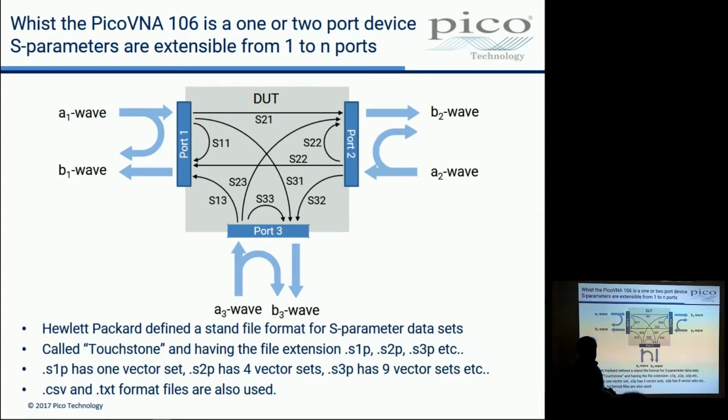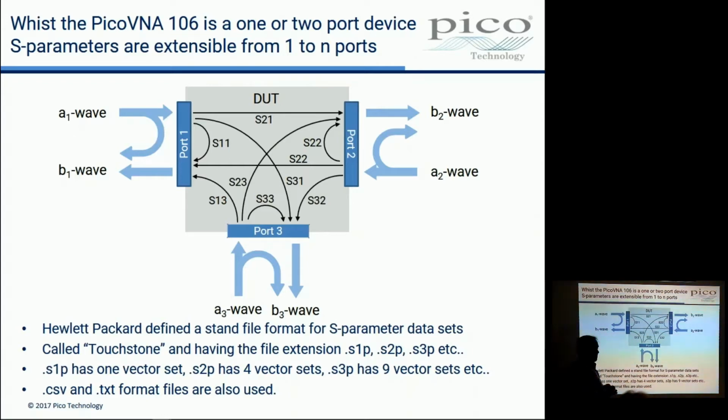And they defined a standard format for S parameters. They were called the touchstone format. And they have the file extensions when they're saved as .s1p, .s2p, .s3p, etc.